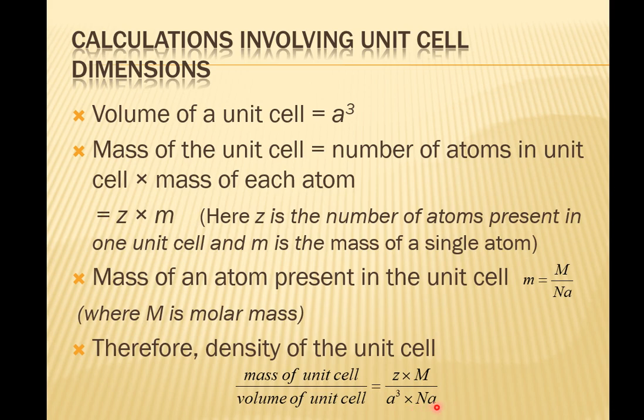Students, be careful while solving the numerical. The unit of density is grams per centimeter cube. Cell edge will normally not be given to you in centimeters. It will be given to you either in picometer, in nanometers or in angstrom. So you have to convert that into centimeters first before solving the numerical.